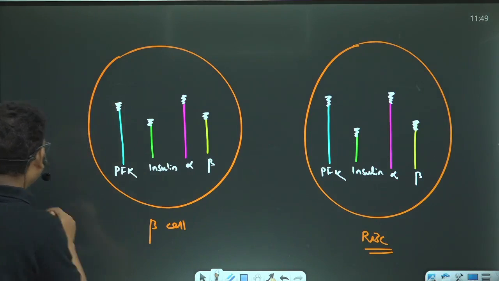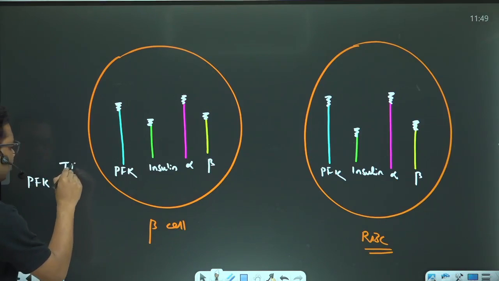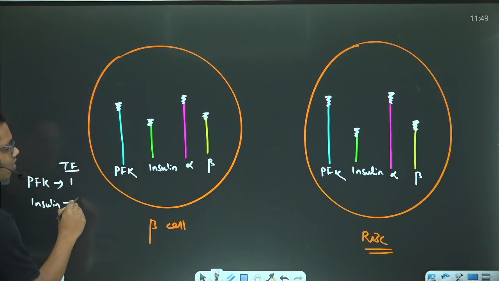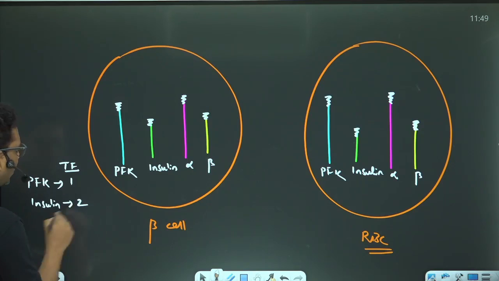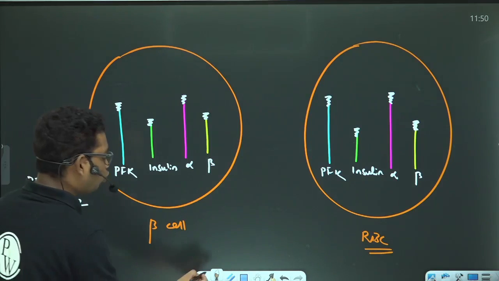Now, the promoter gets bound with the transcription factor. Suppose for phosphofructokinase, the transcription factor is 1. For insulin, the transcription factor is 2. For the alpha chain promoter, it is 3, and for the beta chain, suppose it is 4.